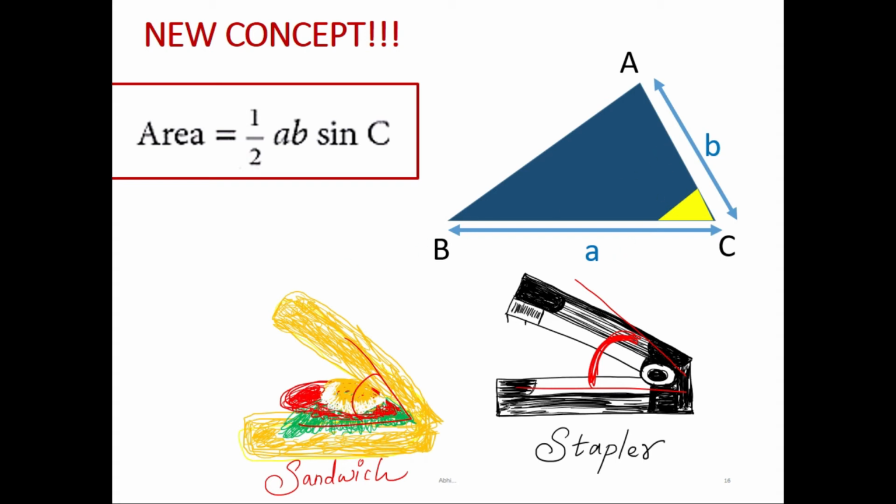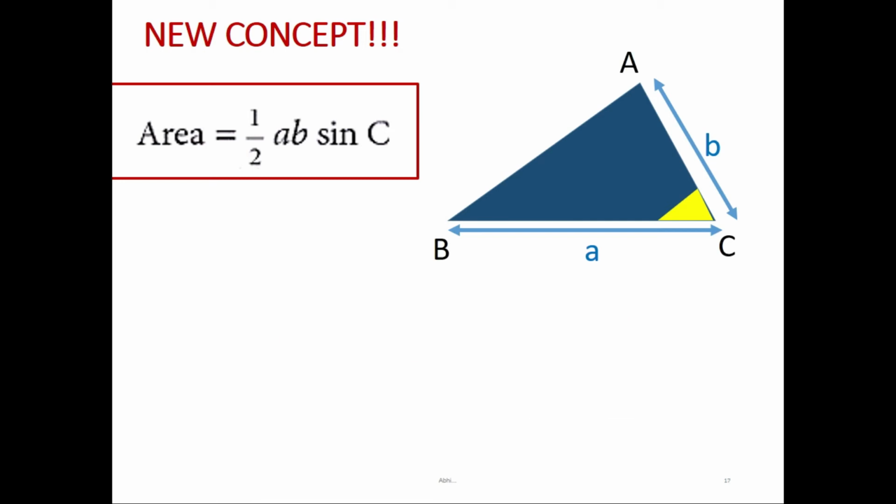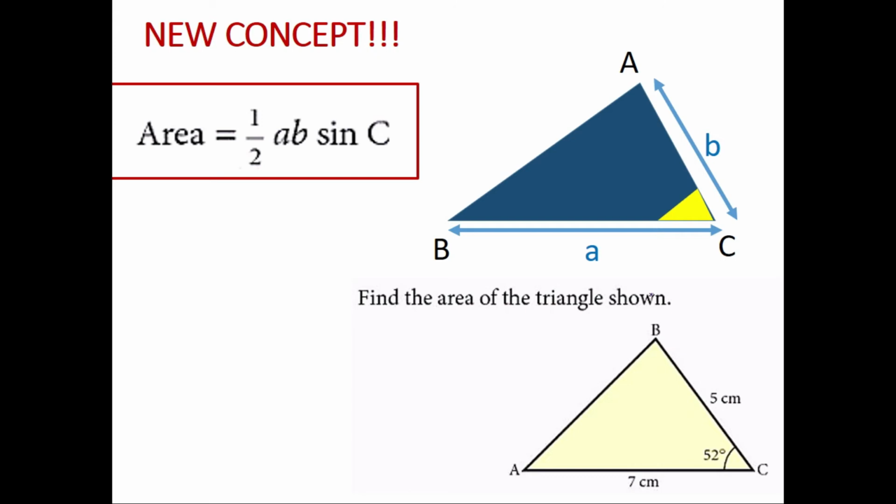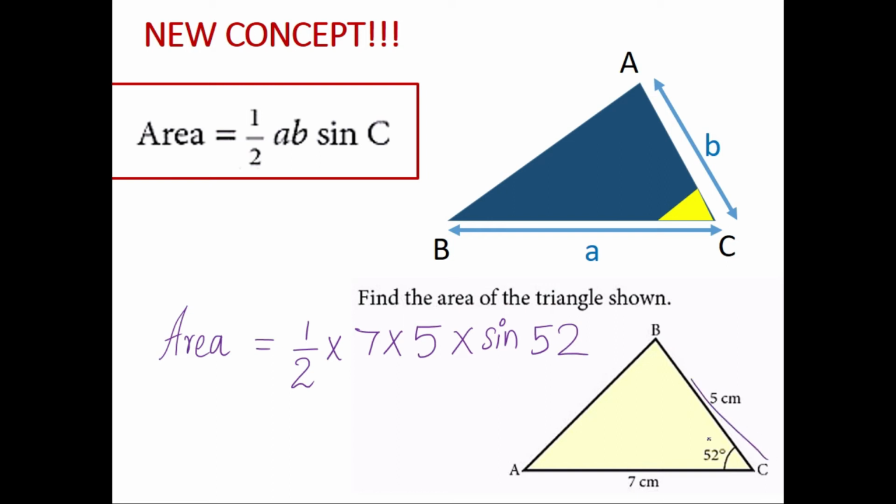Okay, so let's go for an example to see how to apply this formula. Find the area of the triangle shown in the figure. You have triangle ABC with sides BC and AC given to you. We have the angle 52 in between the sides. So applying the formula, area is equal to half times 7 multiplied by 5 times sine 52. So we have the sides and we have the angle in between.